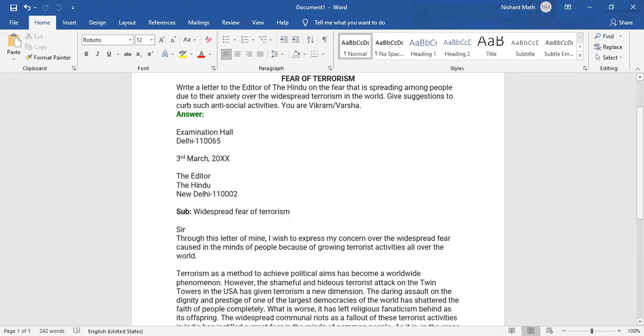Students, the from address is fine according to the questionnaire. Write a letter to the editor of the Hindu on the fear that is spreading among people due to their anxiety over the widespread terrorism in the world. Give suggestions to curb such antisocial activities. You are Vikram or Varsha. Will this from address be accepted?